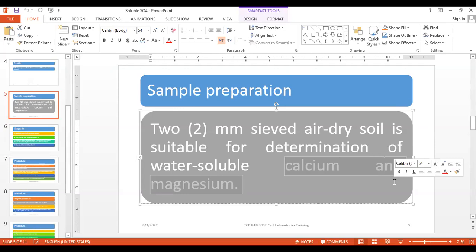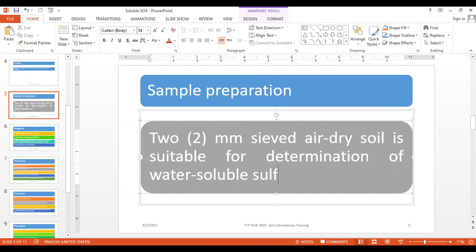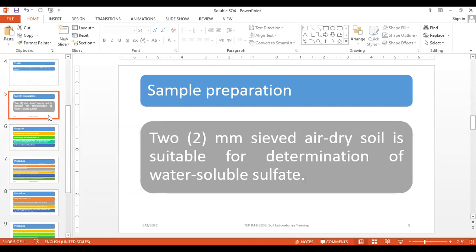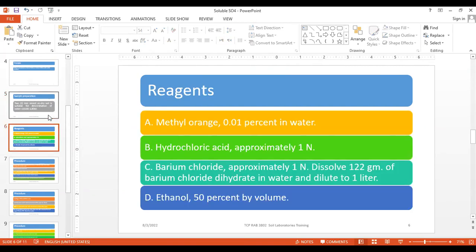The sample preparation, like others, is always air-dried soil sieved through a 2 millimeter mesh, and this is quite suitable for this procedure. Because there is no difference in the sample preparation, I will skip it.